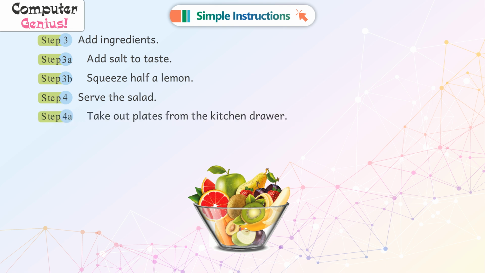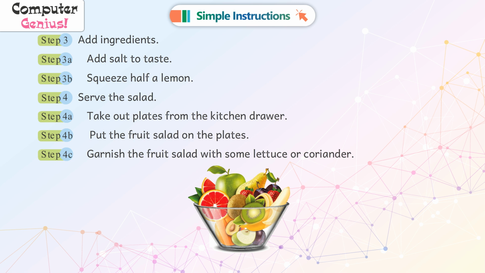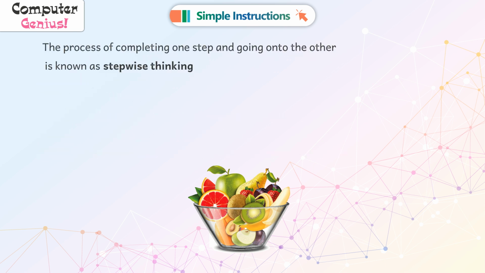Step 4A. Take out plates from the kitchen drawer. Step 4B. Put the fruit salad on the plates. Step 4C. Garnish the fruit salad with some lettuce or coriander. The process of completing one step and going on to the other is known as stepwise thinking.